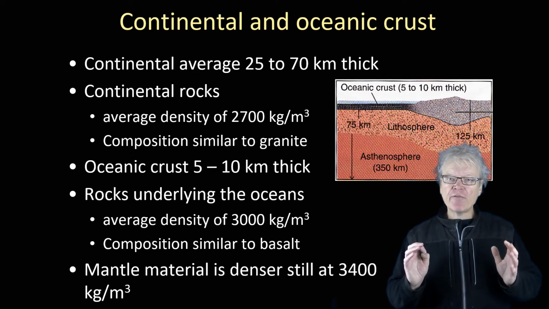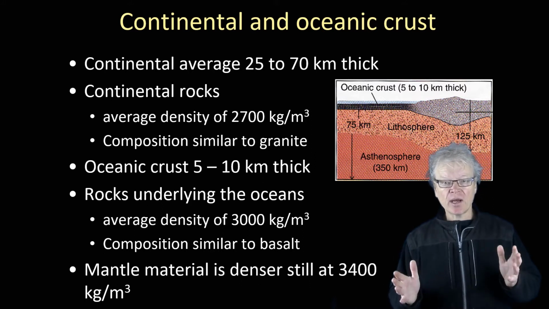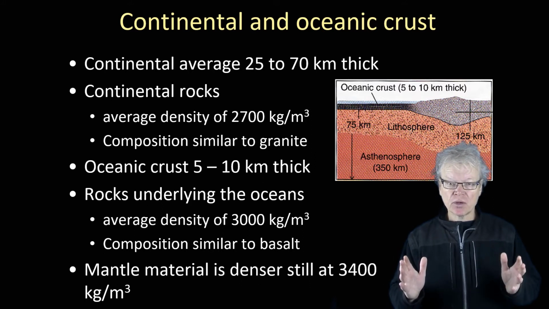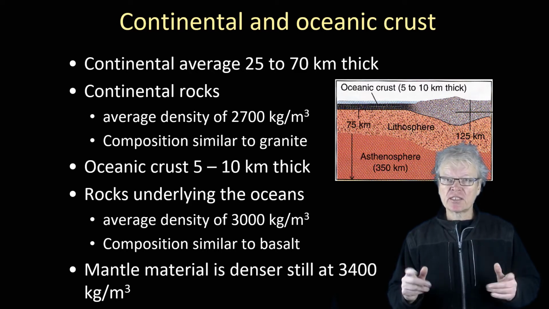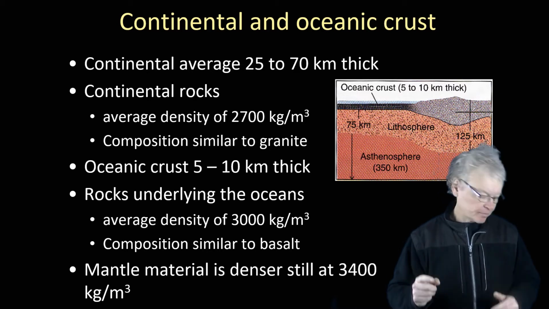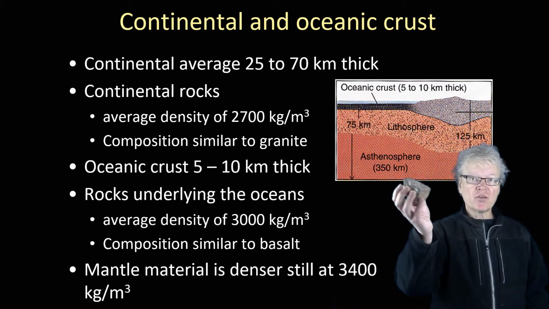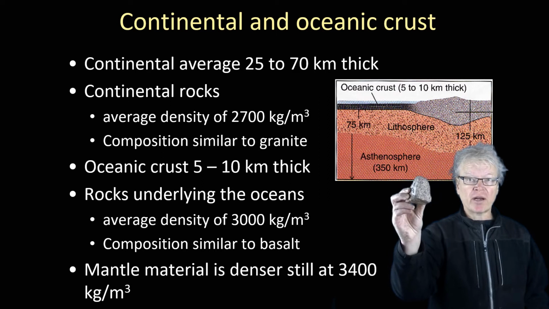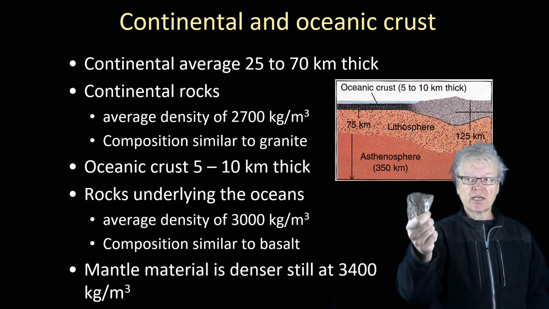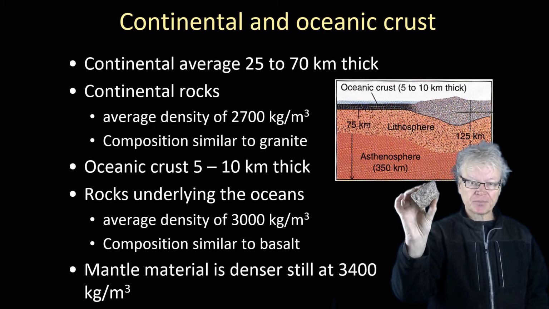Now, the average density of continental rocks, you can see there, is about 2,700 kilograms per cubic metre. And its composition is similar to granite. And I'll show you what that looks like. Here is a sample of granite. So here's your second rock. Granite, meet the class, class, meet granite.